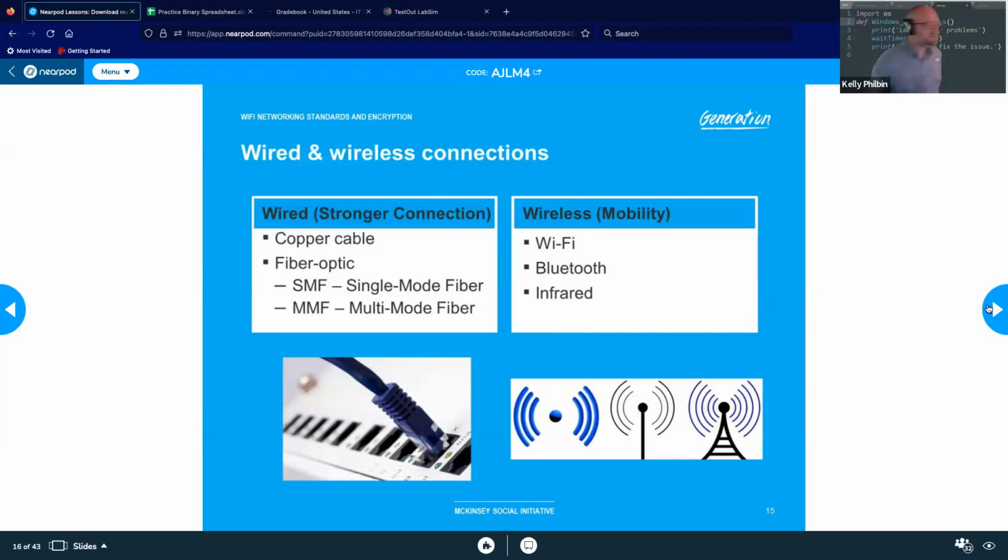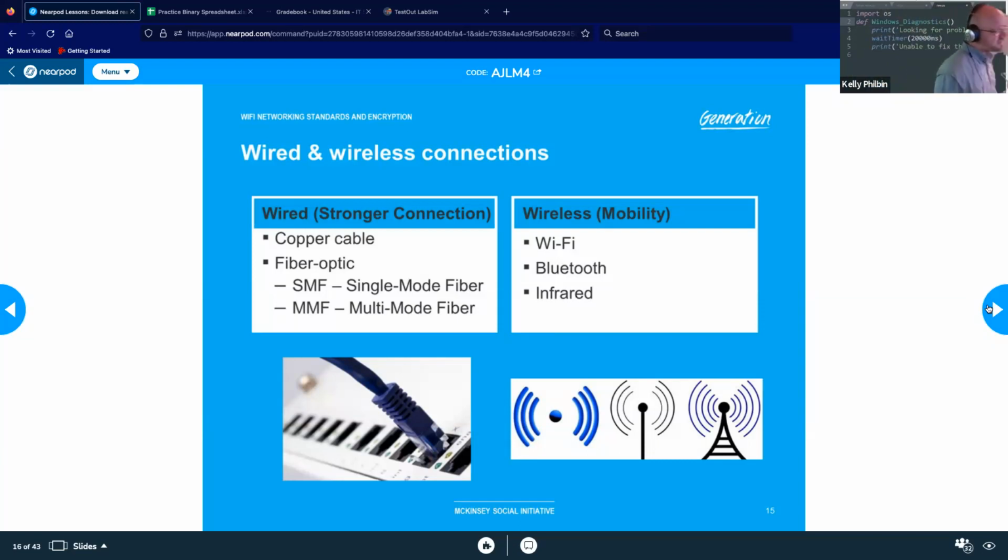So wiring and wireless connections, we've gone through a lot of these already. We know our various copper cable ones, our F-type, BNC, RJ11 and RJ45. We've got our fiber optics, which is going to be our single mode fiber, where we have our ST, SC, LC, MTRJ, and multi-mode fiber as well. Single mode utilizes a laser, multi-mode utilizes LEDs, things like that.